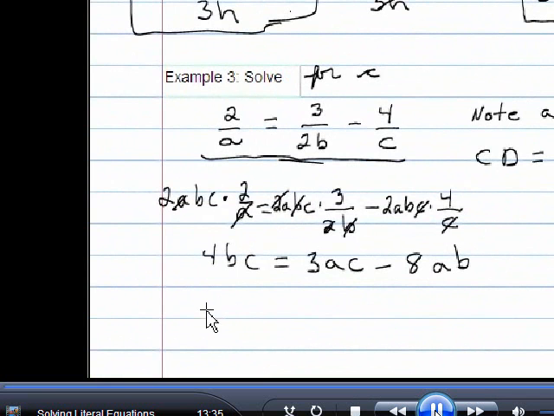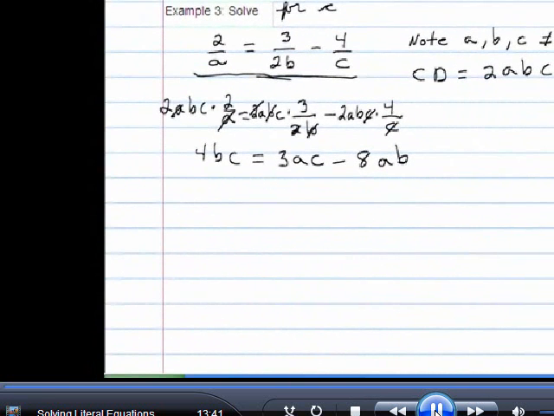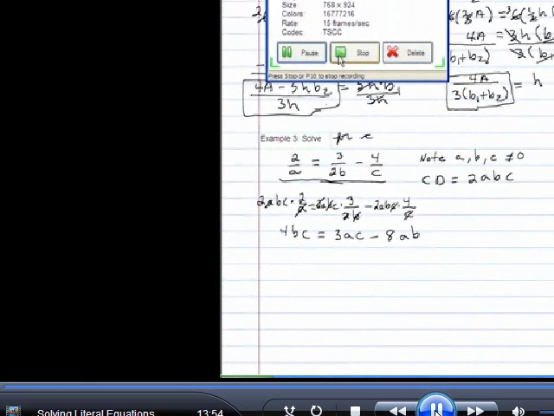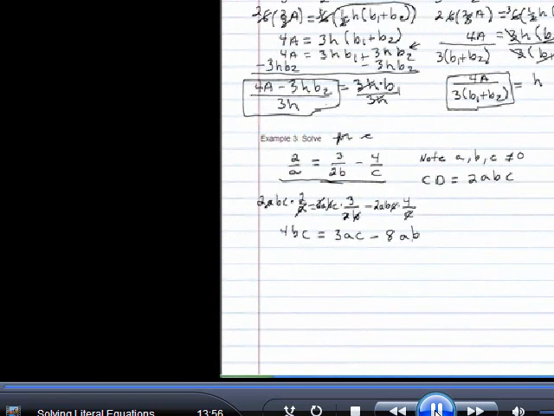Something's gone wrong with my little pen here. Let's see why it's not working. Okay, I've got my pen back now.